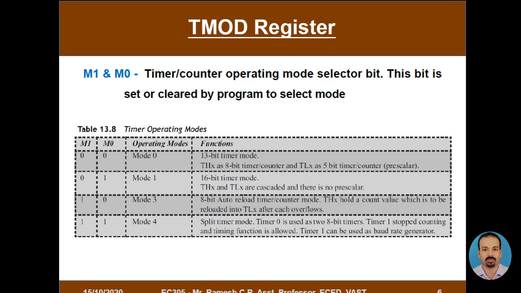Then we have M1 equal to 1 and M0 equal to 1, that is 1 1, which is mode 3, normally designated as the split timer mode, in which timer 0 itself can be used as two separate 8-bit timers. The peculiarity of this mode is that only one timer can be used specifically. The other timer has to be used for some other purposes other than implementing delay time. So in general, if an application needs this configuration, we prefer timer 0 to operate in this mode, and timer 1 will generally be used as the baud rate generator.